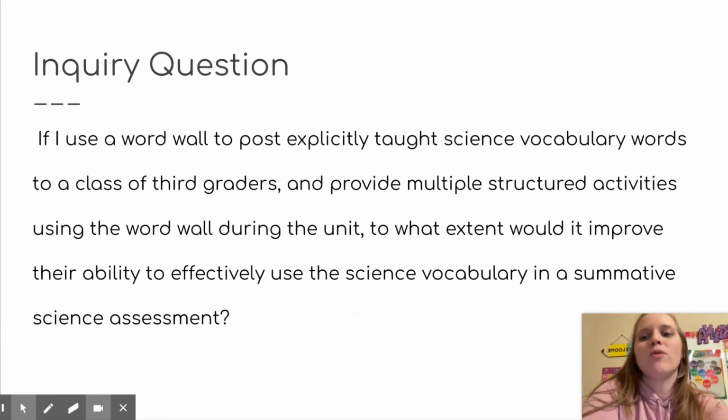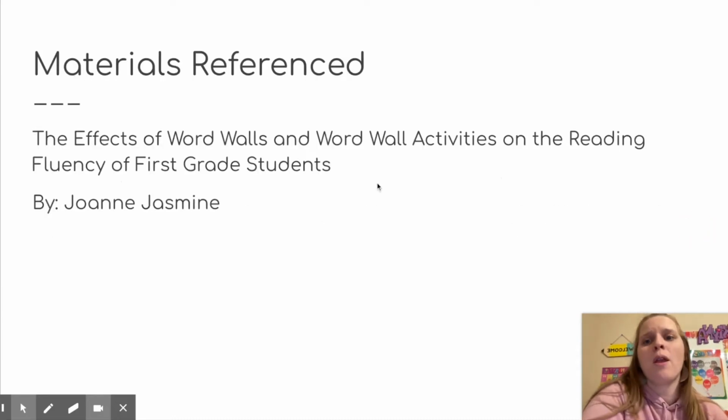My inquiry question was, if I use a word wall to post explicitly taught science vocabulary words to a class of third graders and provide multiple structured activities using the word wall during the unit, to what extent would it improve their ability to effectively use the science vocabulary in a summative science assessment? It's kind of wordy, but basically I wanted to study the use of word walls and how it would affect a science unit.